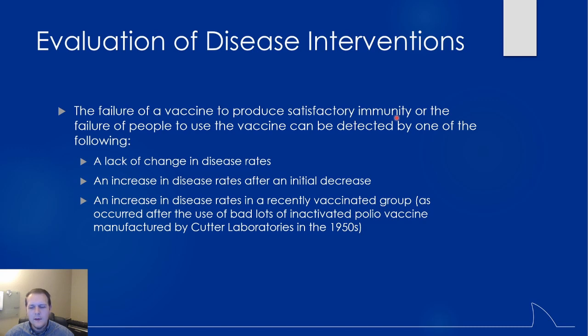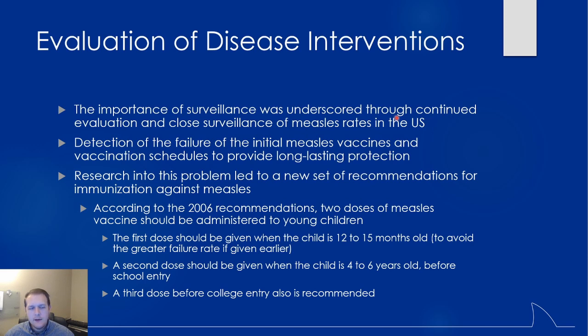All of that could be detected by some of these surveillance programs. And so one really good example of how the importance of surveillance was noted was when they were looking at the surveillance of measles rates in the U.S. They detected the failure of initial vaccines really providing long-lasting protection. They noticed that even though individuals were protected the first few years of life, they were starting to lose that as time went on and they became adolescents.